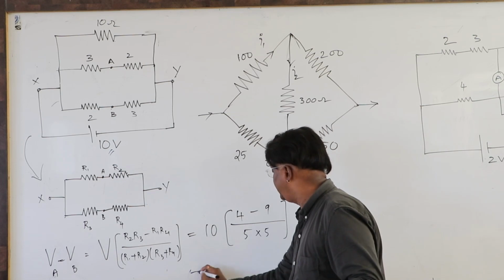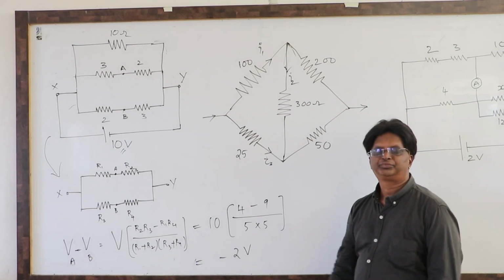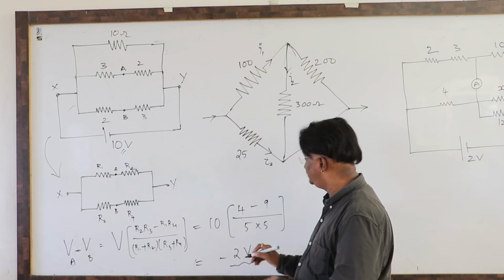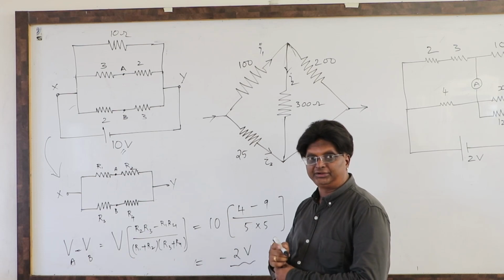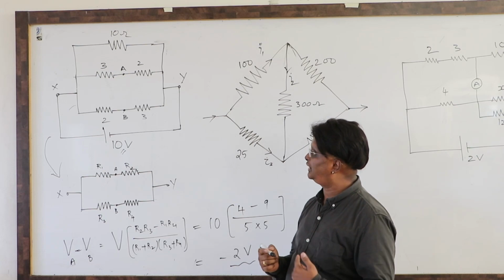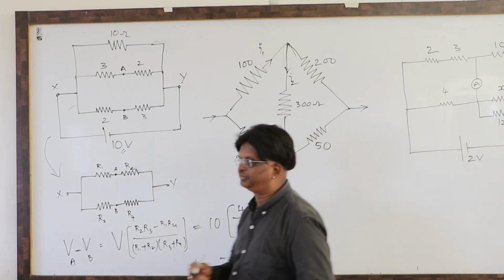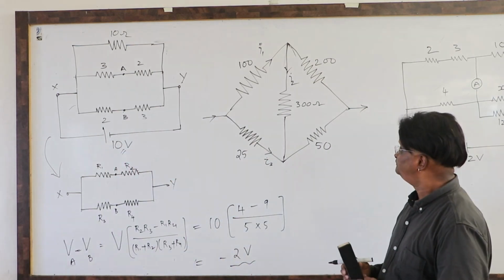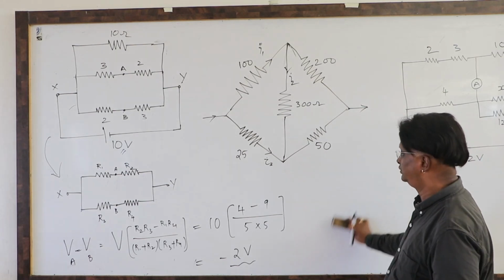Therefore, what is the final answer? 10 times minus 5 by 25 is minus 2 volts. What does it mean? A is at lower potential and B is at higher potential. Supposing there were any bridge element, the current would be from B to A, not from A to B. So this is the principle that we have used in the case of the Wheatstone network. Now one more example. Let us continue the same concept of the Wheatstone bridge.